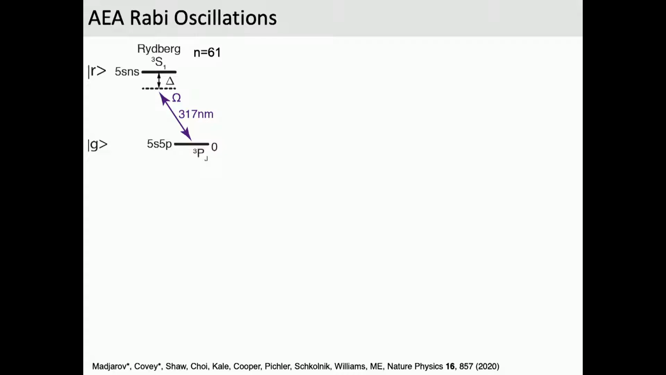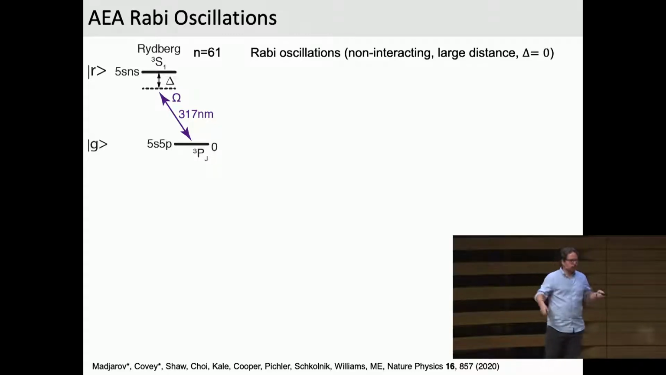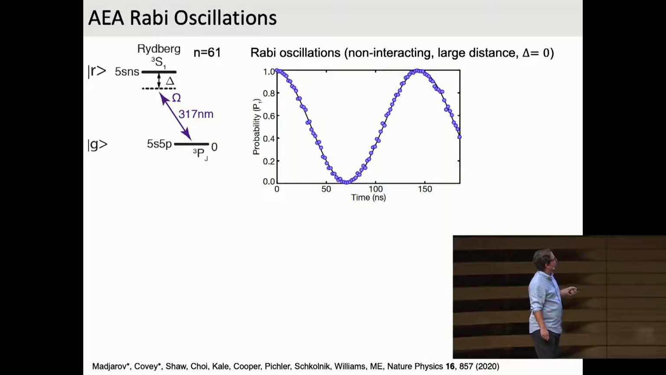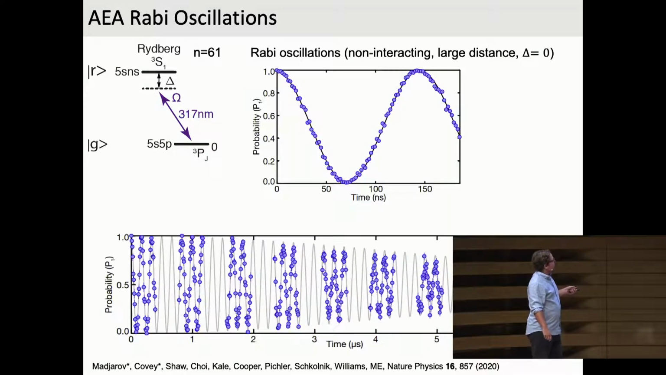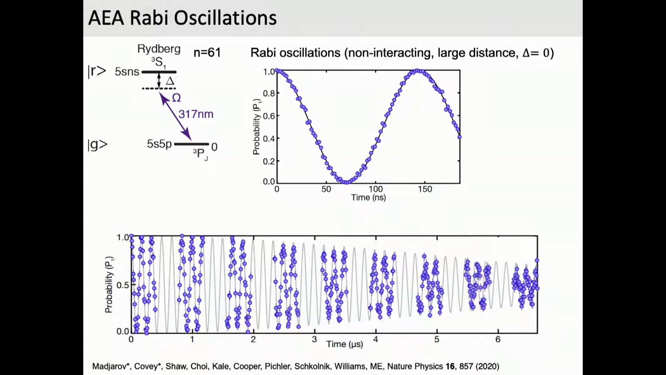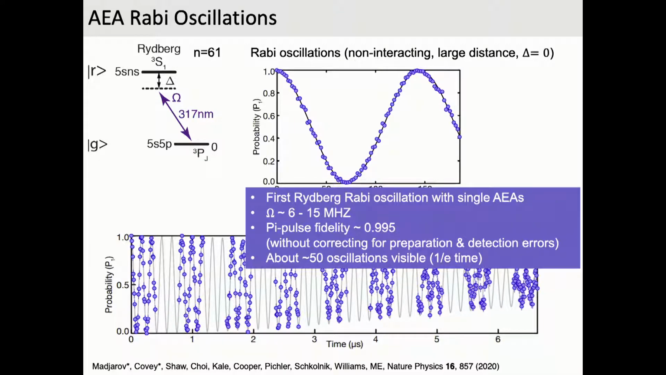Now, what about proof of principle? Let's look at single atom Rabi oscillations. To this end, we space the atoms very far apart in the tweezer array, so they're basically non-interacting, and we drive them with no detuning, and you see basically textbook Rabi oscillations. You can do the same thing over longer time scales. You see up to 50, 60 oscillations if you do it right, maybe even more if you do echo pulses. At the time, this was the first Rydberg Rabi oscillation with single alkaline earth atoms. We have very high Rabi frequencies. The pi-pulse fidelities are very nice, 99.5% or even higher, without even correcting for preparation and detection errors.